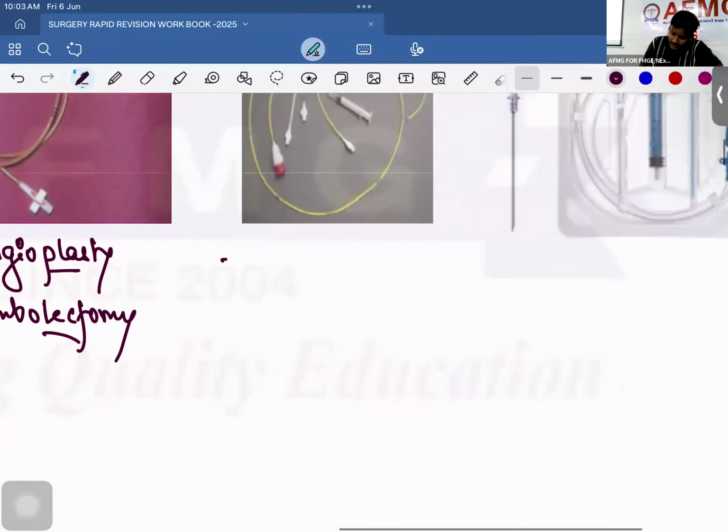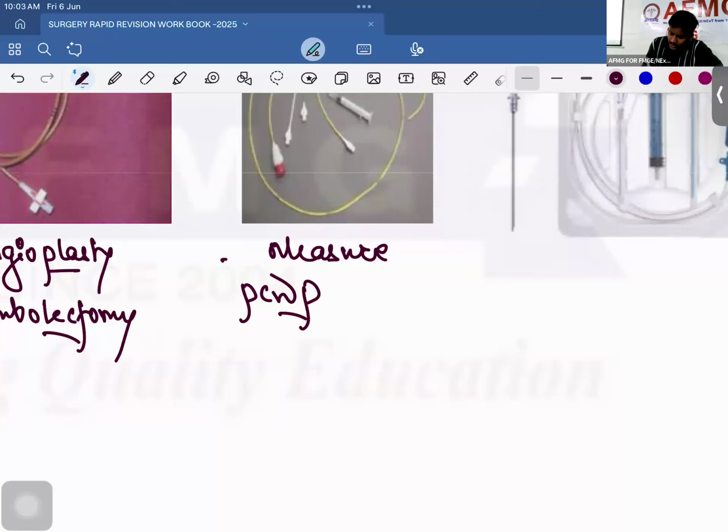We know, beta, that the Swan-Ganz catheter is known to measure two pressures, beta. One is PCWP, that is pulmonary capillary wedge pressure, which is the reflection of the left-sided heart pressure. Next important, beta, is CVP, that is central venous pressure. And we know central venous pressure is a reflection of the right-sided heart pressure, beta. Important: PCWP and CVP measurement is very, very important in a patient of shock.